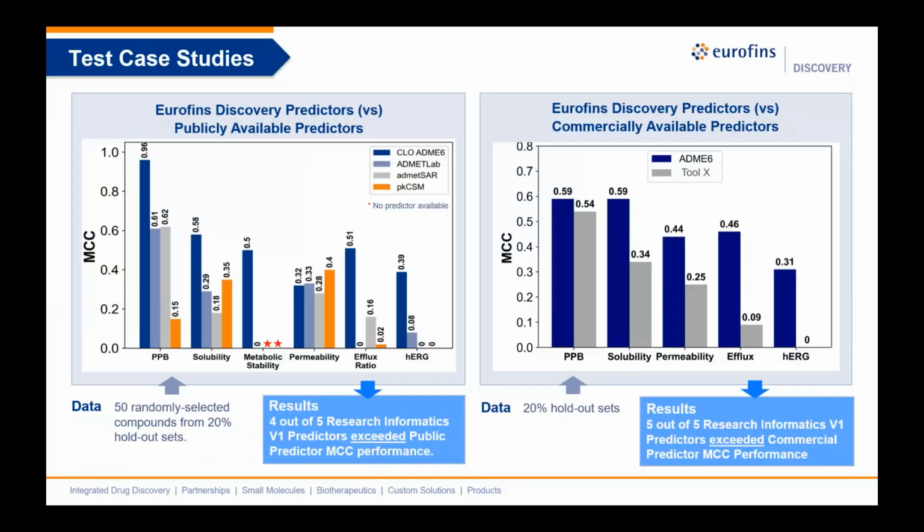We also looked at how well SAFIRE's performance compared to publicly available tools, here on the left. We outperformed 4 out of the 5 models shown here. And if you look at the throughput for the publicly available predictors, they're somewhat limited. You often can run less than 50 compounds at a time, and they're time consuming. And we also compared SAFIRE to a commercially available predictor, and we outperformed it.